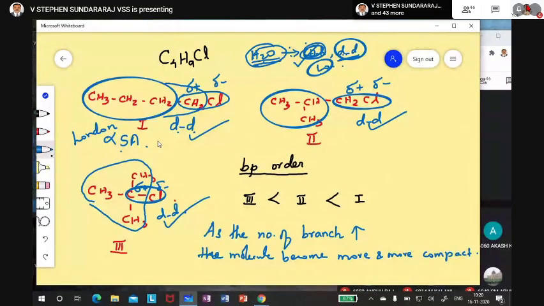So here you just write down, as the number of branches increases, the molecule becomes more and more compact. Therefore, surface area decreases. Hence, the boiling point decreases. Okay, now all of you understood that here. The lowest is the one with two branches, almost tertiary. This is tertiary butyl chloride.